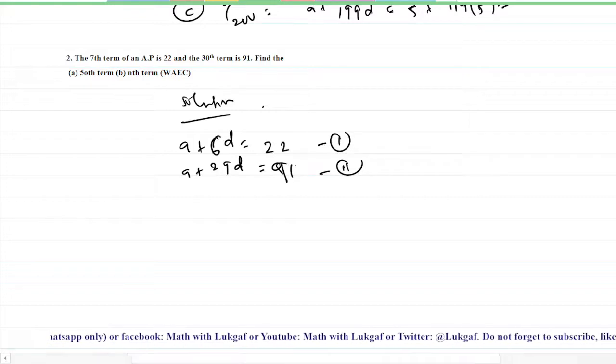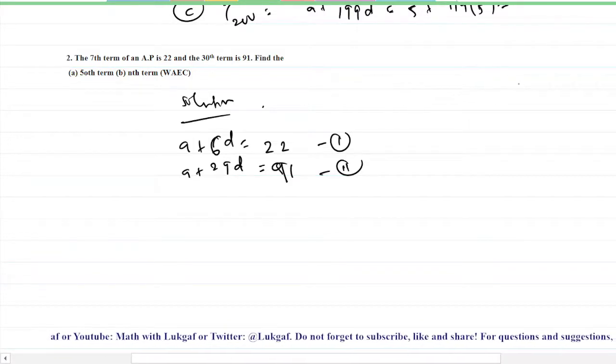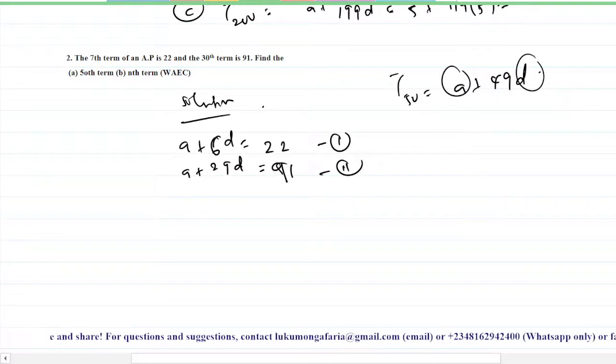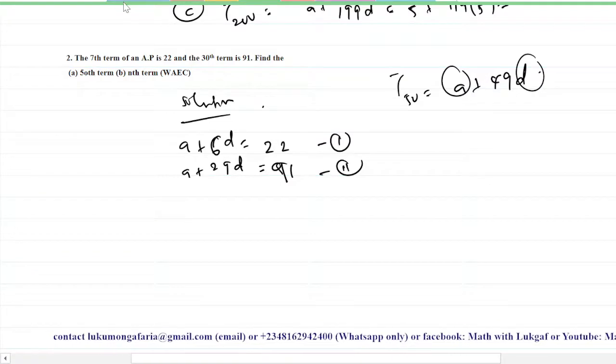So, for the 50th term, which is T50, the formula is given as A plus 49D. It means we have to find the value of A as well as D. So how do we do that? It means you have to solve these two equations simultaneously.